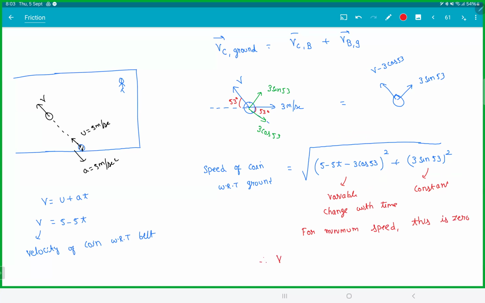Therefore, the speed minimum, so if that term is 0, the minimum speed is 3 sin 53. Which is 3 into sin 53, which is 4 by 5, so 2.4 meter per second. That is the minimum speed you can get.